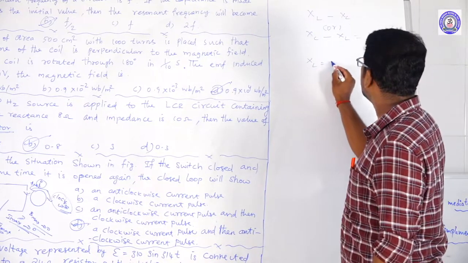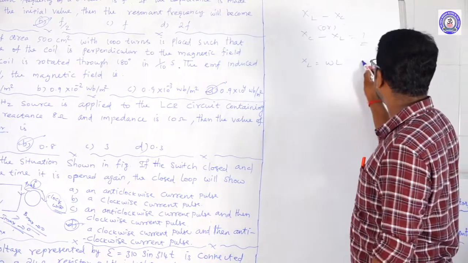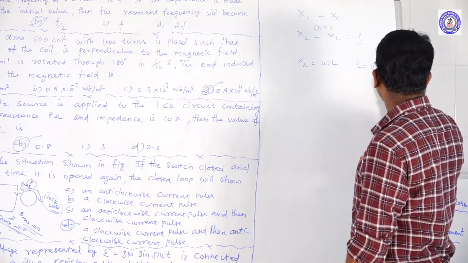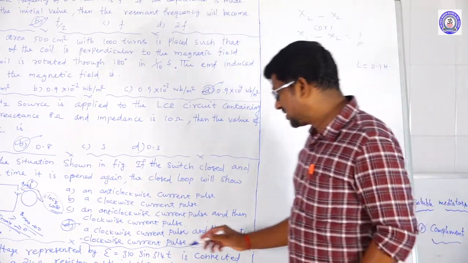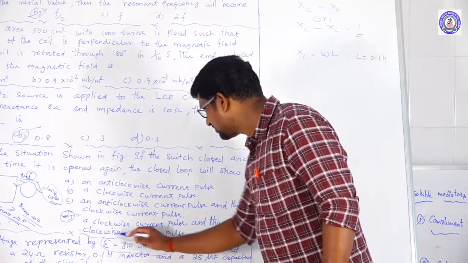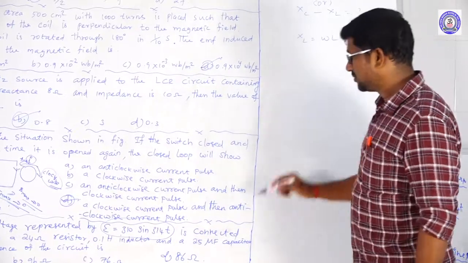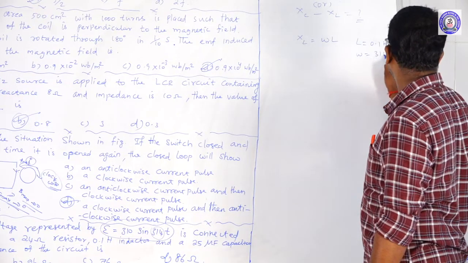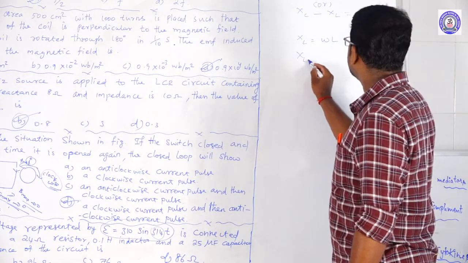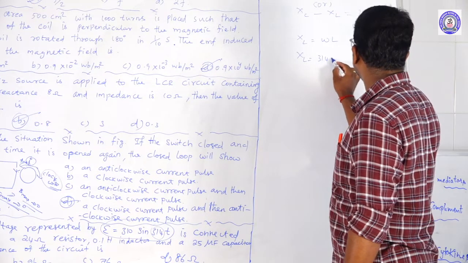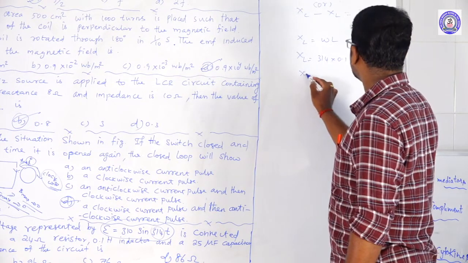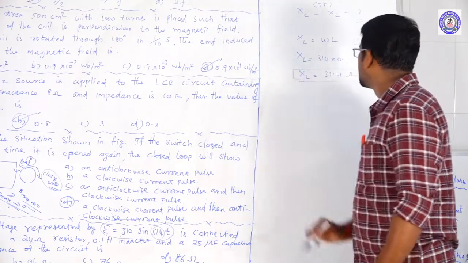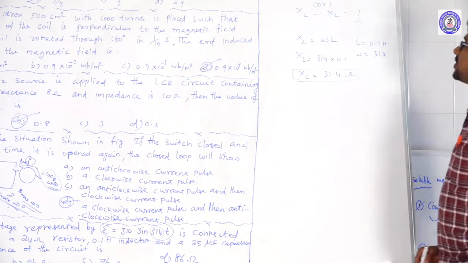Right? The formula for XL is omega into L. The L value given in this question is 0.1 Henry. And from the instantaneous voltage equation, the omega value is 314. Therefore, XL is equal to omega 314 into L value 0.1. So XL is equal to 31.4 ohm. The inductive reactance value is 31.4 ohm.